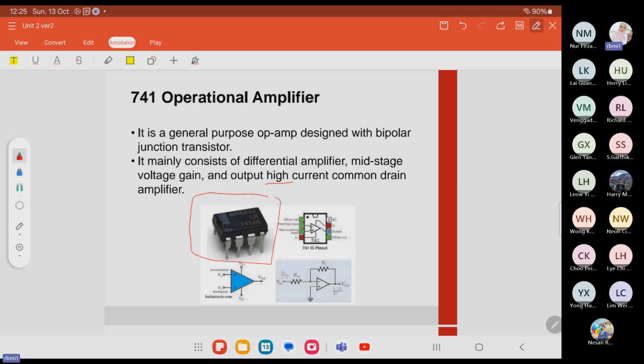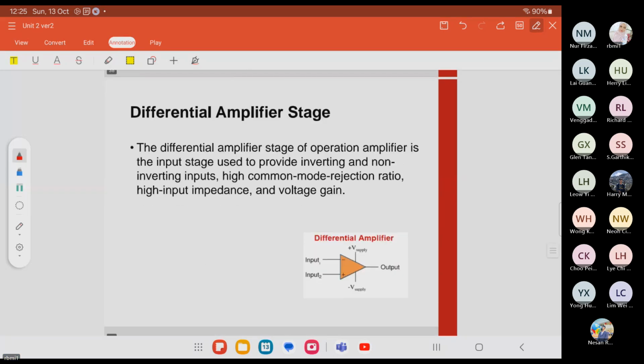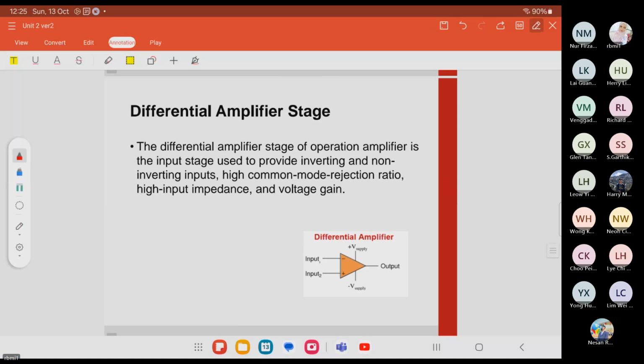We can consider these types of circuit here. The differential amplifier stage of the operational amplifier is the input stage used to provide inverting and non-inverting input, high common mode rejection ratio, high input impedance and voltage gain. I hope that you still remember what we learned in tutorial 1 on the inverting and non-inverting with the two inputs.